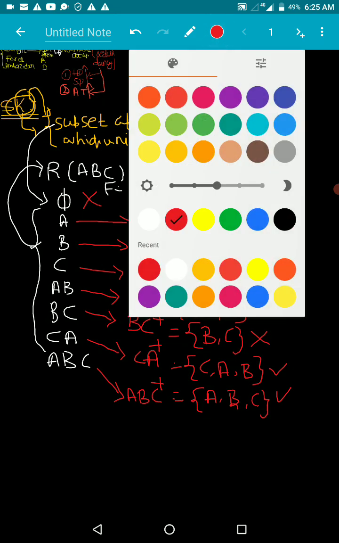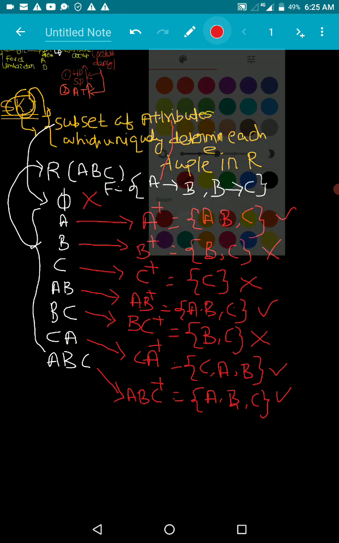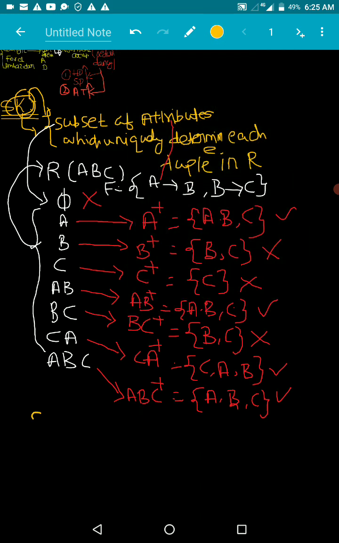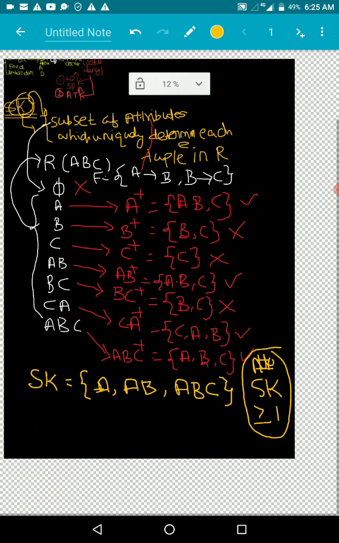So finally, we find the super key set, which consists of A, AB, AC, ABC. These are the super keys. Generally, the number of super keys of a given relation is always greater than or equal to 1.